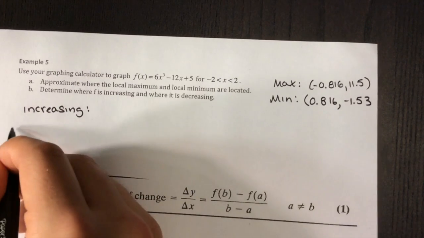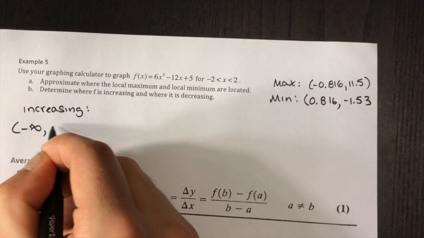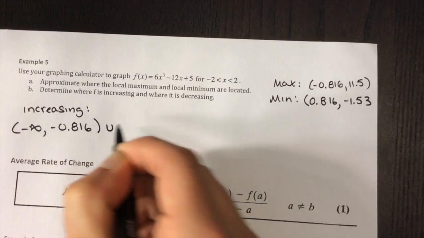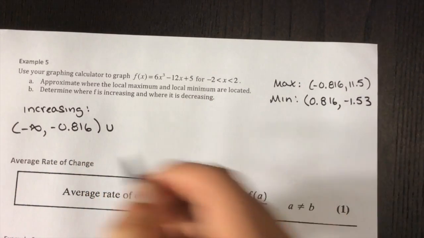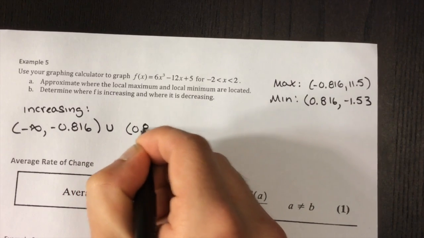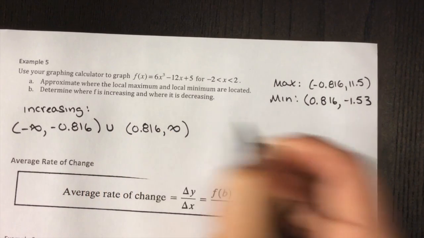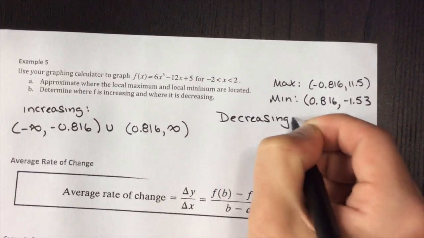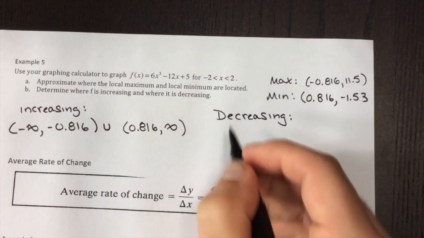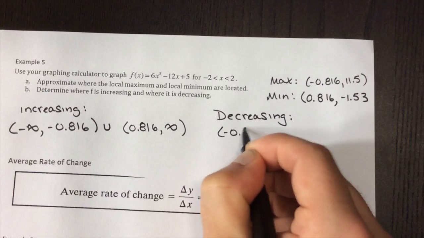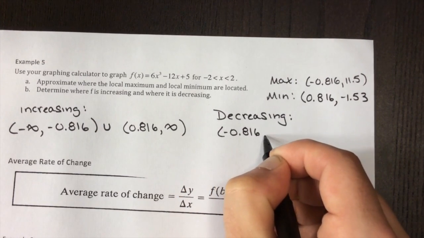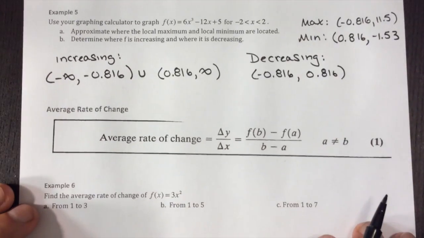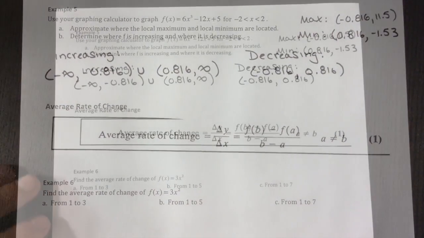up to our max, so from negative infinity to -0.816. And then we are also increasing past our minimum, so 0.816 off to infinity. And where our graph was decreasing would be from negative 0.816 to 0.816. So that's increasing and decreasing, and that's using your graphing calculator.